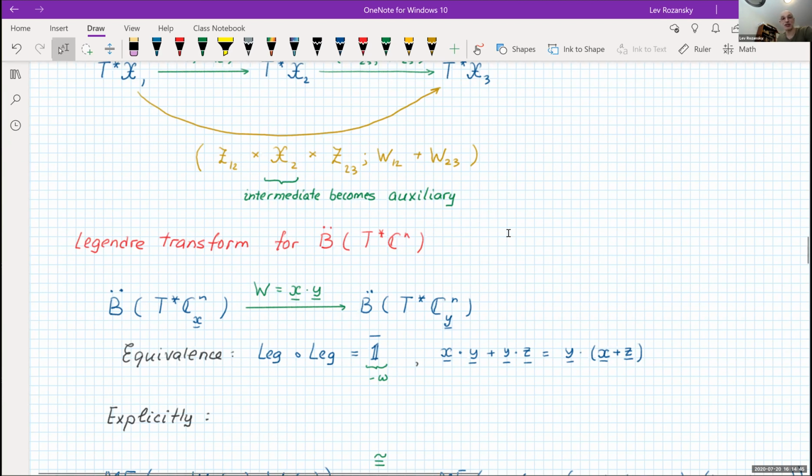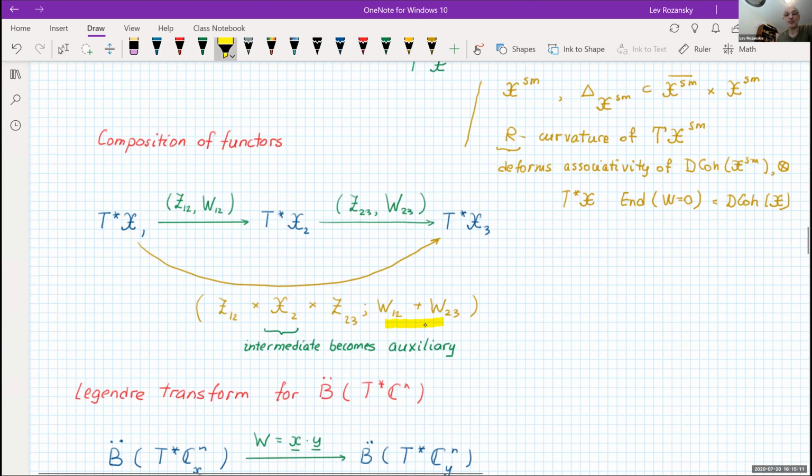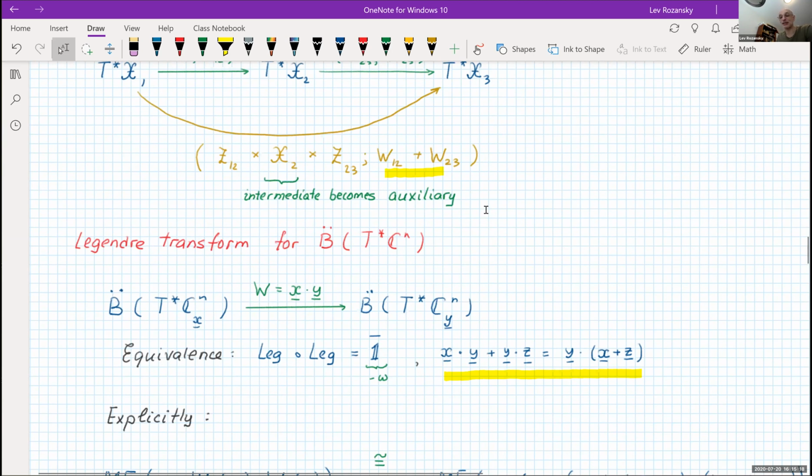By composing functors, you will see that, here it's written. You go from coordinates x to coordinates y, and then from coordinates y to coordinates z. You're supposed to add those functions. That's how you compose correspondences. And what you see is auxiliary y multiplying x plus z, and you know that this is identity. Therefore, Legendre is an equivalence, because composing with itself gives you identity, except you switch the sign of coordinates.